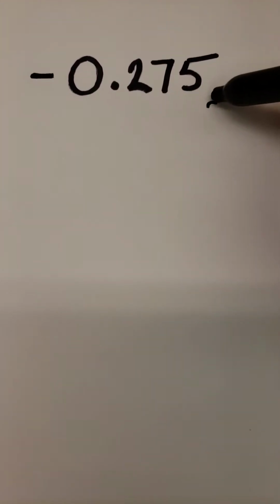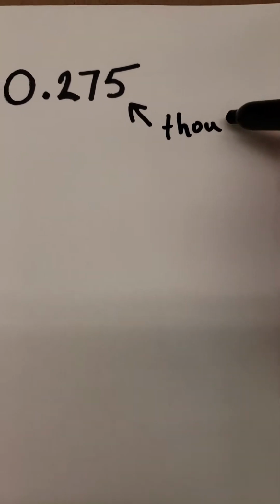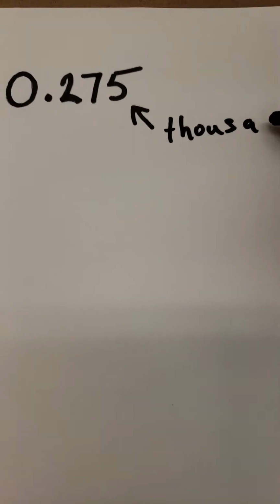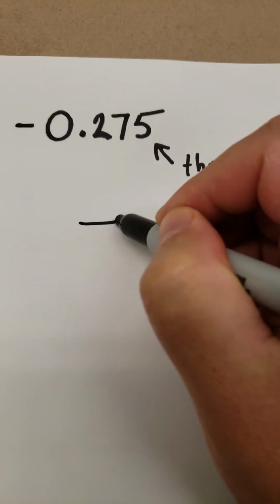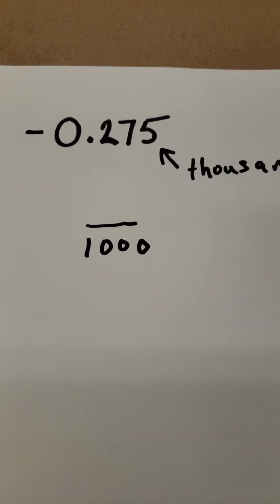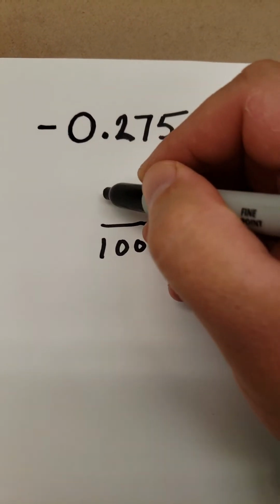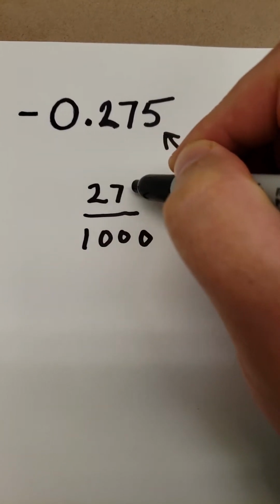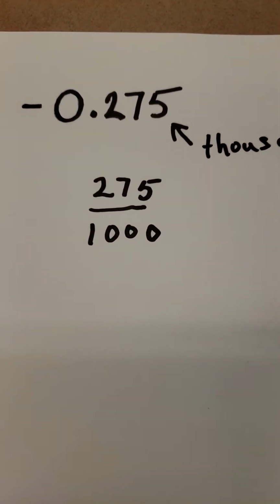So the 5 right here, that 5 right there, is in the thousandths place. So that means our denominator is going to be 1,000. What goes in the numerator? Well, we take the 275. But we have to make sure that this is in the simplest form.